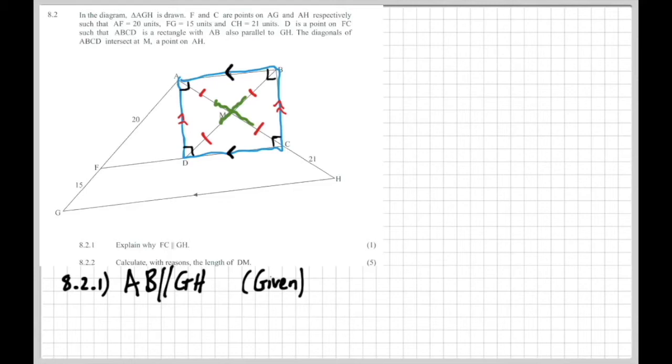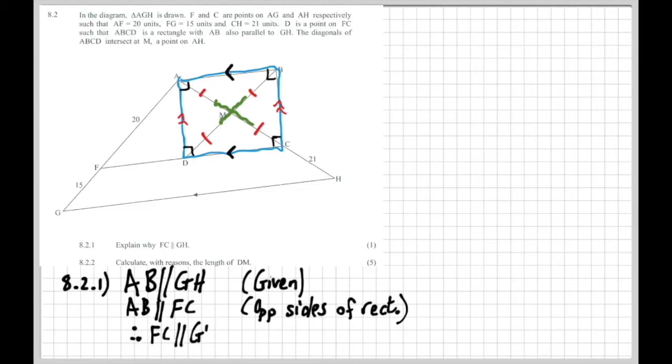Next up, I've got AB, I've got GH. What else do I know? Well, what else do I know about AB? Well, AB is actually parallel to FC because it's the opposite sides of a rectangle. And now I've proven what I wanted to prove. I have now proven that FC is parallel to GH. That's my logical statement.